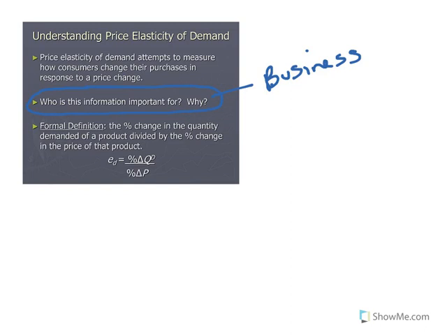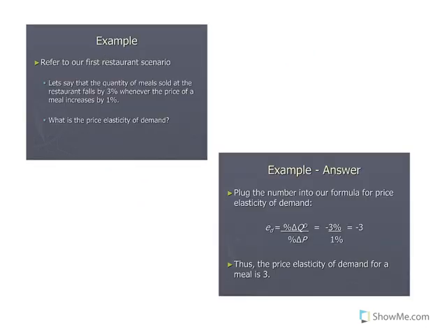Now, the formal definition of price elasticity of demand, if we're putting it in mathematical terms, is going to be the percent change in the quantity demanded of a good divided by the percent change in the price of a good. So here we see that formula right here on the lecture slide. If you already had the percent changes, then you can just plug those numbers into that formula and it would give you the numeric value for the elasticity of demand for a product.